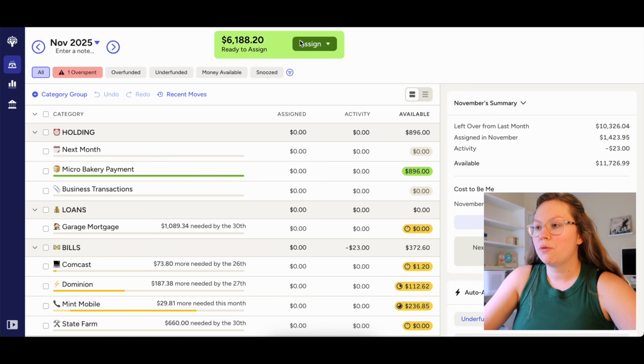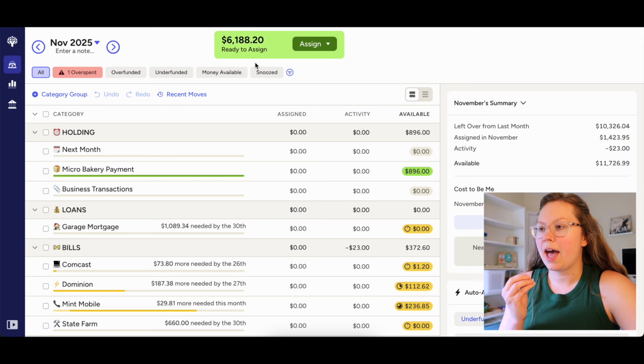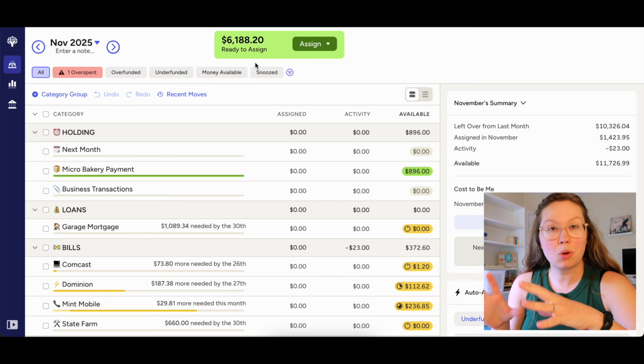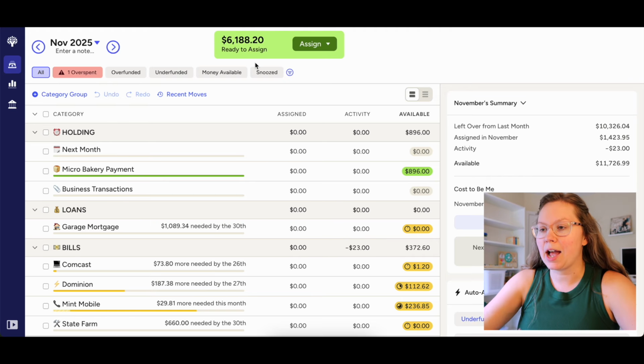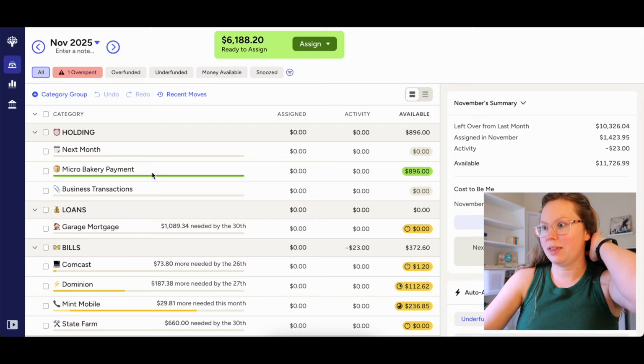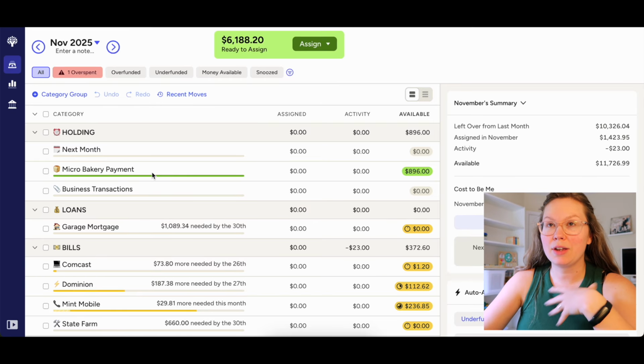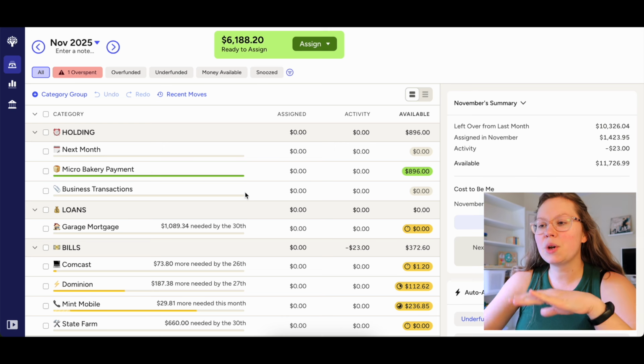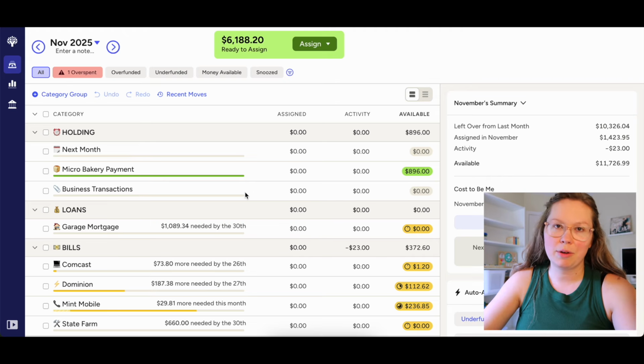Here at the top is our ready to assign. This is all of the money that we have to put towards things for the month. I actually do have this micro bakery payment, and I have a business account where most of my money goes into. I'm saving for a big bread oven and a big spiral mixer and lots of different things. I've bought many things this year for my business, but I'm also saving for even the next step that I need to take. So I don't always pay myself a payment for each month, depending upon how many things I'm buying or if I'm saving for things.